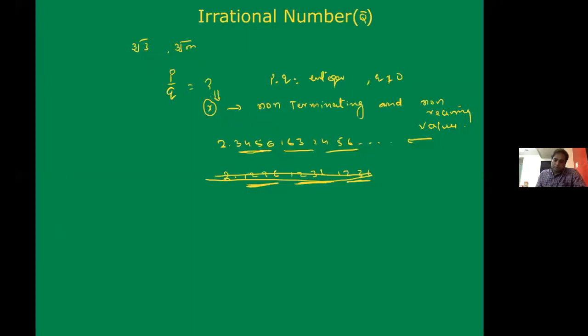So for example, pi, not 22/7. This number is 3.14 and it goes up to infinity. So this number is an irrational number.